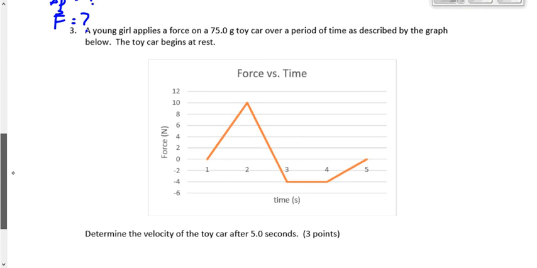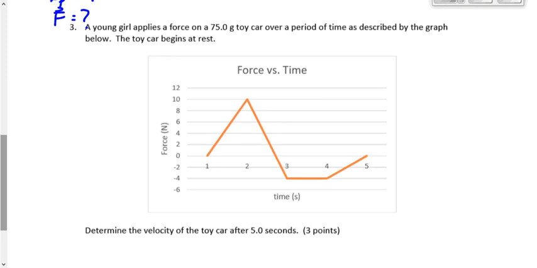Okay, 3. A young girl applies a force on a 75-gram toy car over a period of time as described by the graph below. The toy car begins at rest. Right away I see grams. I circle that, and you should too. What else? I see a force versus time graph. And every time I see a force versus time graph, I'm thinking those three words: area equals impulse.